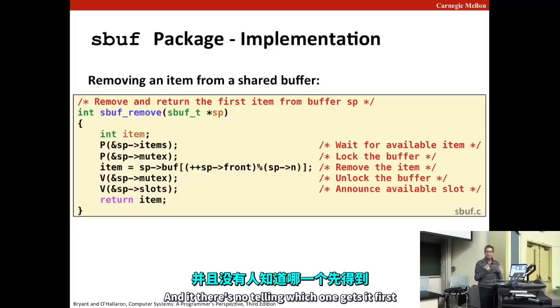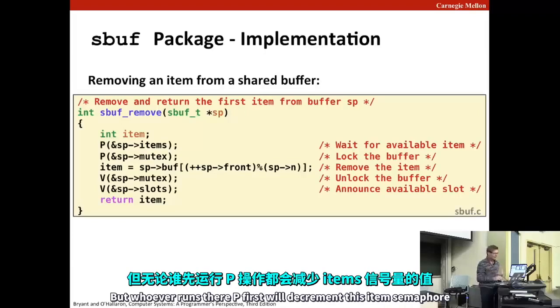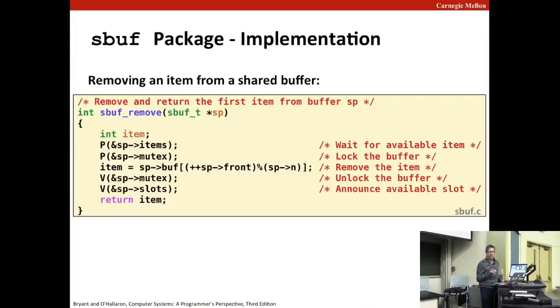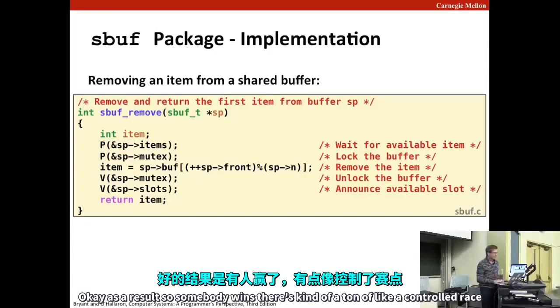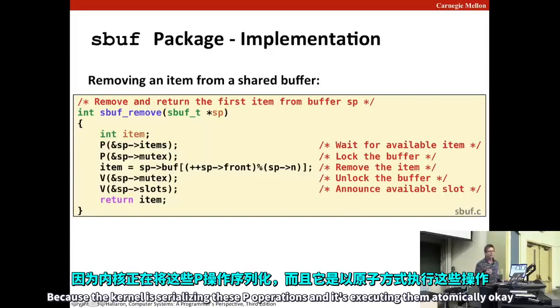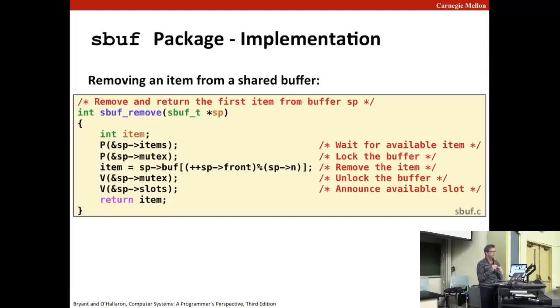And there's no telling which one gets it first, but whoever runs their P first will decrement this item semaphore, and then when the next thread executes its P, items will either be 0 or non-zero. Okay, as a result, somebody wins. It's kind of like a controlled race, and somebody always wins the race, because the kernel is serializing these P operations and it's executing them atomically.